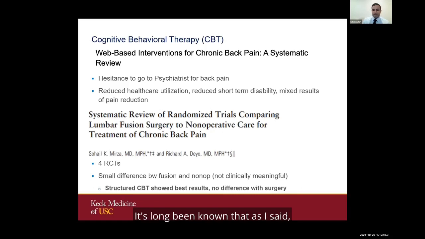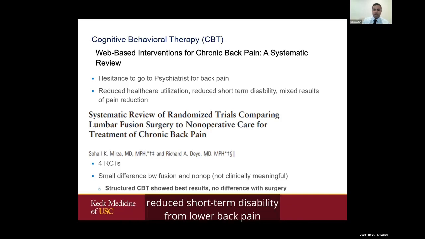It's long been known that, as I said, there's an association between chronic low back pain and a disordered thought process, and cognitive behavioral therapy has emerged as an effective non-operative treatment, yet many patients feel a stigma and don't seek psychiatric care for their diagnosis. One study out of Canada reviewed 9 different randomized controlled trials looking at cognitive behavioral therapy and other web-based interventions, and they found that this sort of therapy reduced short-term disability from lower back pain and degenerative disc disease, as well as caused a decrease in pain reduction.